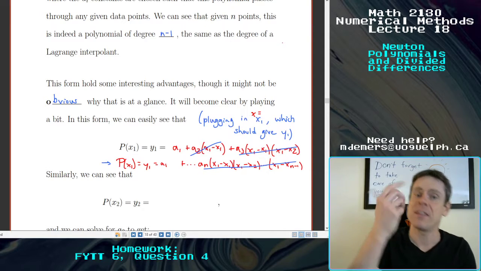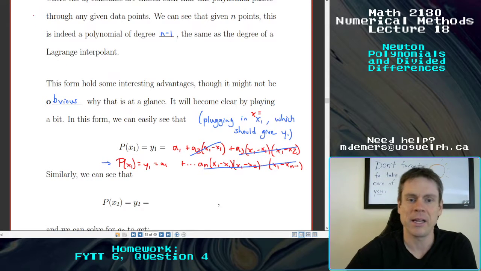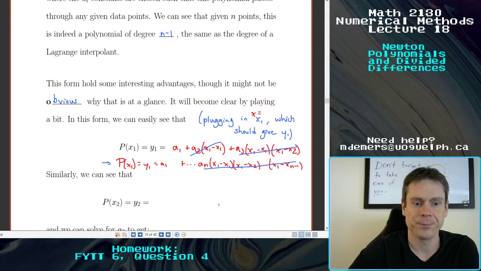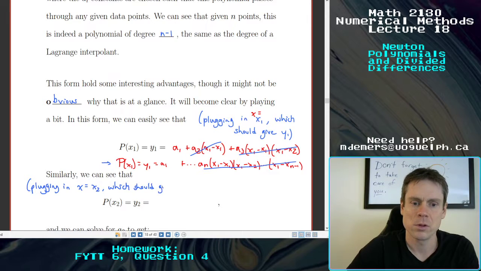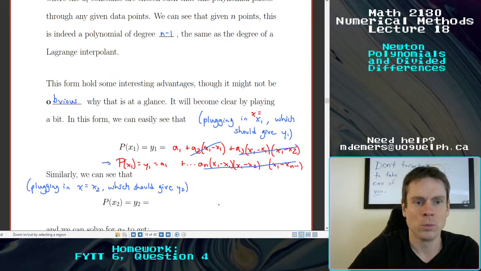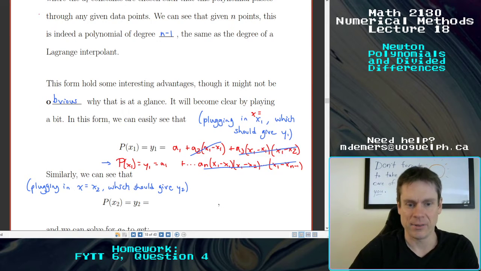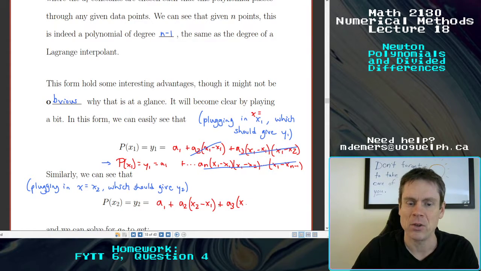Similarly, we can see what happens if we plug in the second value. So we're going to plug in x equals x2 now. I'm going to write the same sort of thing here, plugging in x equals x2, which should give y2. What will we get this time? Well, it's going to be the same sort of thing. This is going to be a1 plus a2 times (x2 minus x1) this time, plus the next one is going to be a3 times (x2 minus x1)(x2 minus x2).